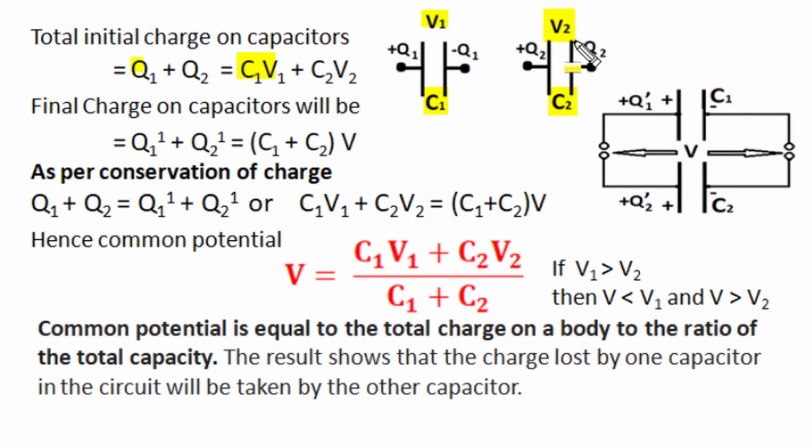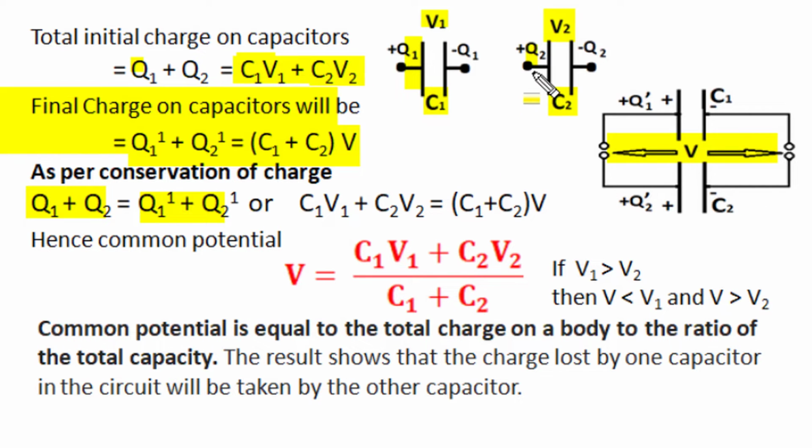C2 with potential V2 has a charge Q2 equal to C2 V2, and initially the two positive plates have total initial charge C1 V1 plus C2 V2, and after redistribution of charge when common potential V is attained by the two capacitors, the charge on the first capacitor C1 V and charge on the second capacitor C2 V, when summed up, give us the final charge on the two capacitors. And as per conservation of charge, the initial sum of the two charges and the final sum of the two charges should remain the same.